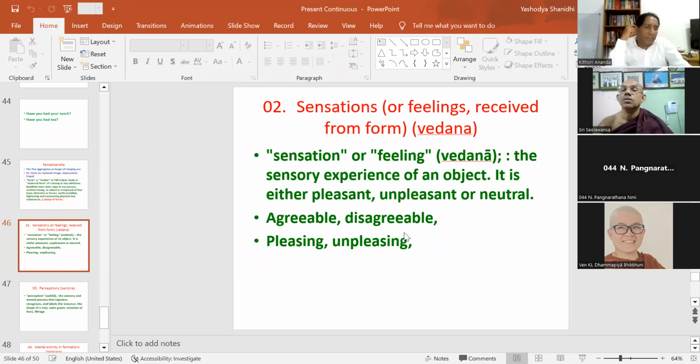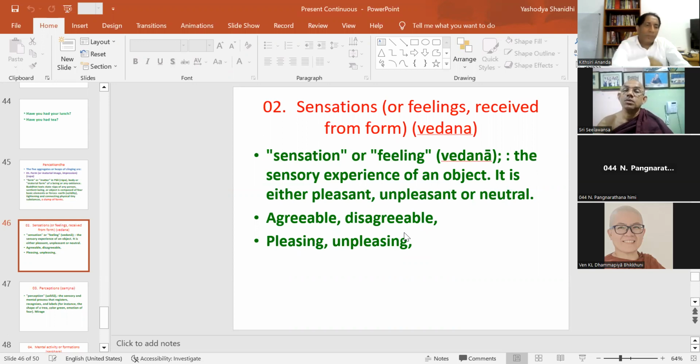Vedana is translated as agreeable feelings, Sukha Vedana; disagreeable feelings, Dukkha Vedana; and neither agreeable nor disagreeable feelings, Adukkha Sukha Vedana. Sometimes we find it as pleasing sensation, Sukha Vedana; non-pleasing sensation, Dukkha Vedana; and neither pleasing nor non-pleasing sensations, Adukkha Sukha Vedana.